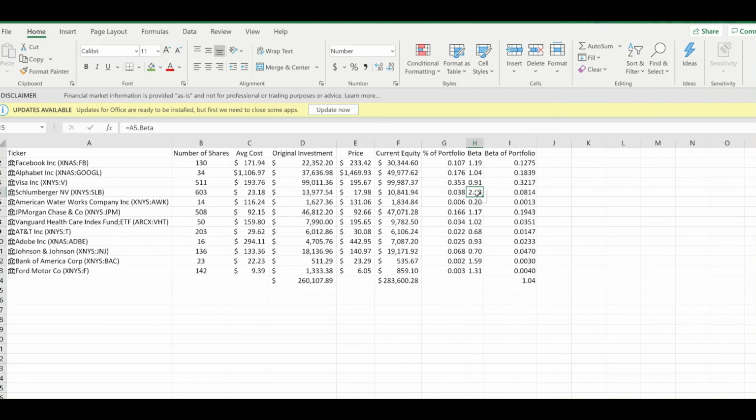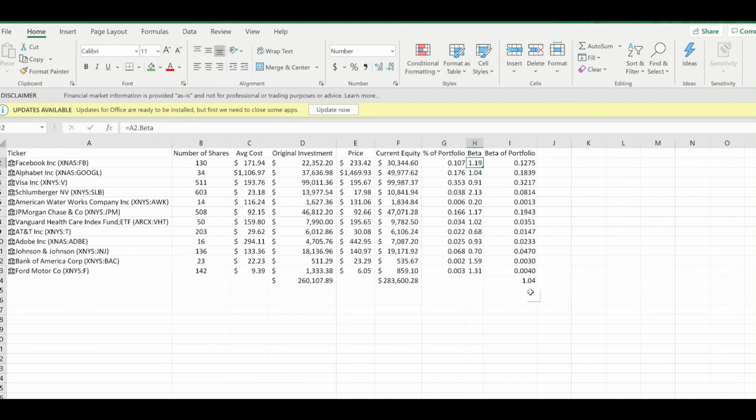Why? Because though Schlumberger has 2.13 beta, it is only 0.3, not 0.3%, of my portfolio, so it's not going to affect my portfolio much. So also I can increase the number of Schlumberger, or Schlumberger is a crazy stock. Let's talk about something else. Yeah, we have the perfect one, Facebook.